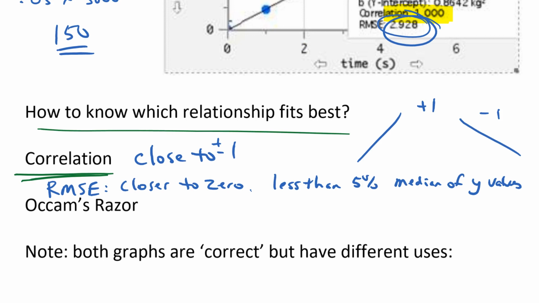The other one, and I'm not sure if I ever mentioned this in class or not, there's something in science that we call Occam's razor. Occam's razor says if you've got more than one answer or interpretation, take the simplest one. Simplest solution is usually better.